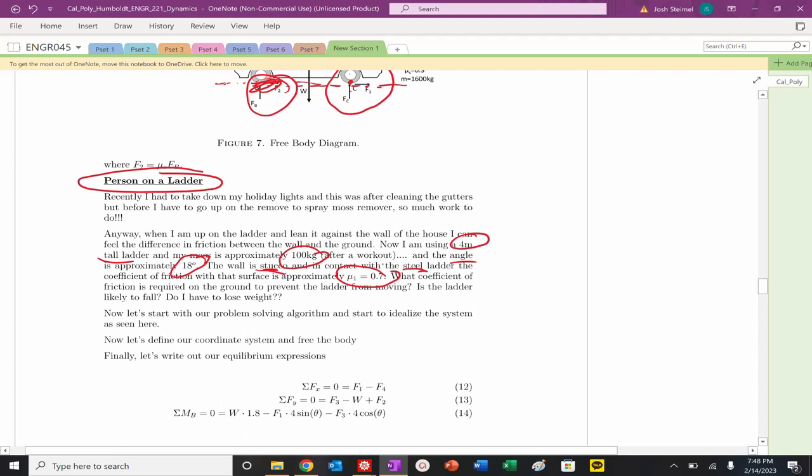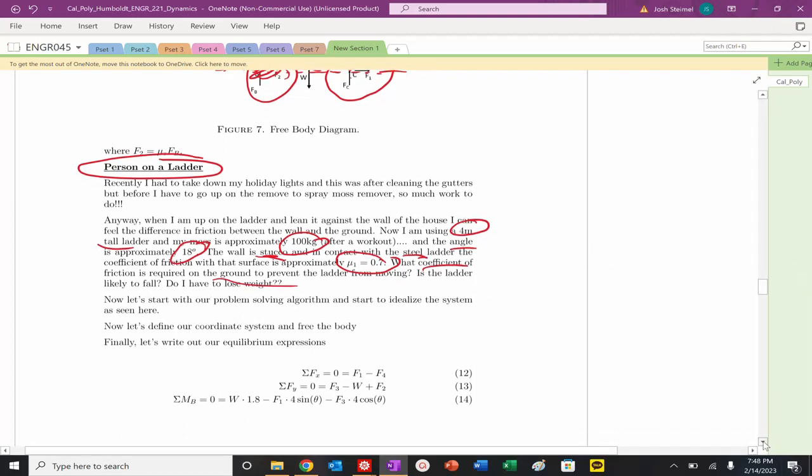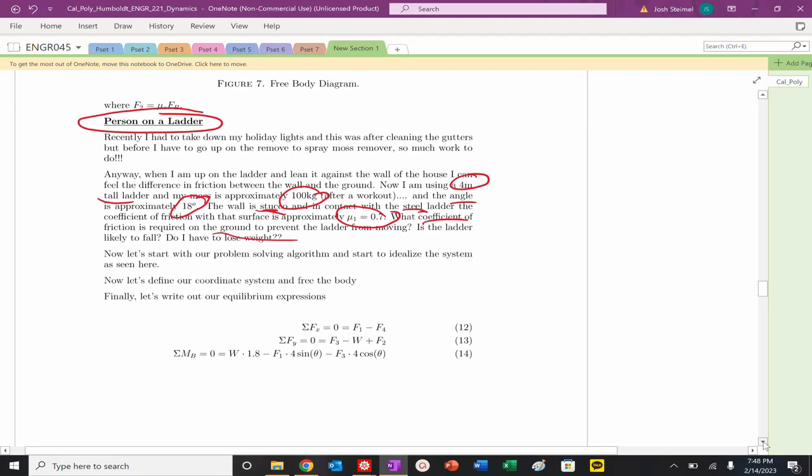And I want you to tell me what coefficient of friction I need on the ground to prevent the ladder from moving. Do I have to lose weight? Help me. So let's start. What's our first step in our problem-solving algorithm?